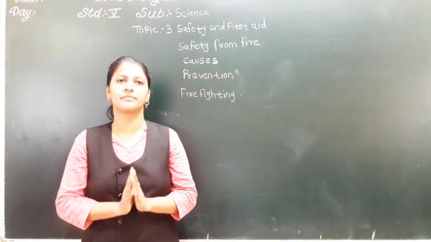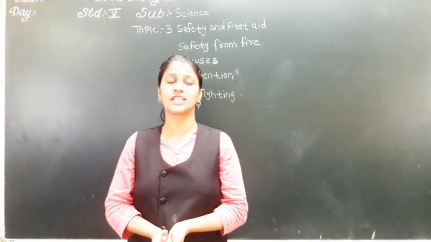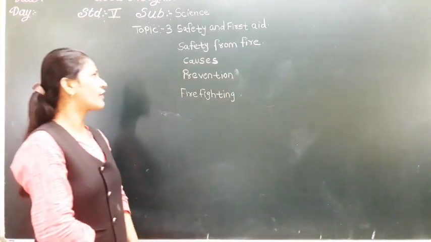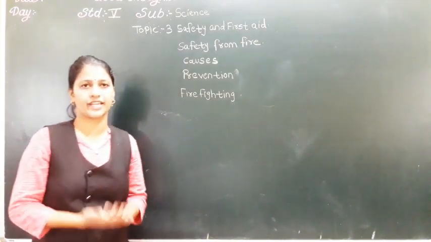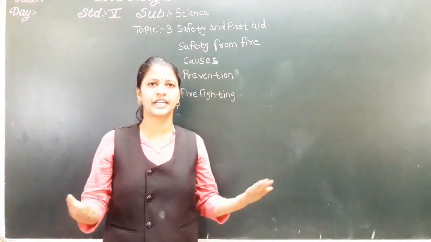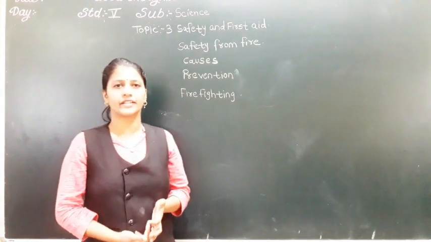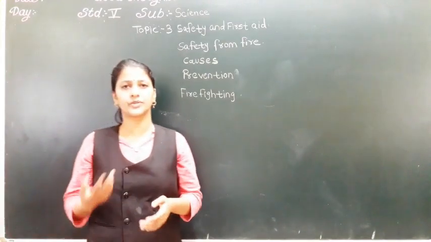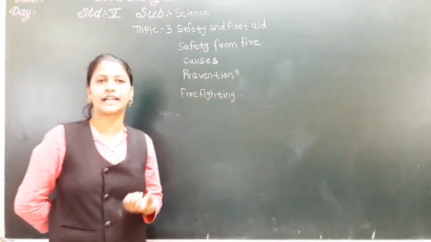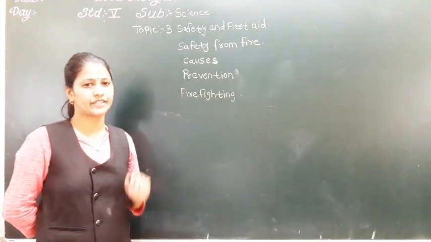So you have to call them, and they will help to extinguish the fire. So these are some safety measures for fire. Today we have discussed safety from fire. As you know, fire is very dangerous and it spreads very rapidly. So what are the causes? Due to electricity, due to gas leakage, and unsafe handling of candles and matchboxes, it can cause fire. Then how to prevent it, that we have discussed.